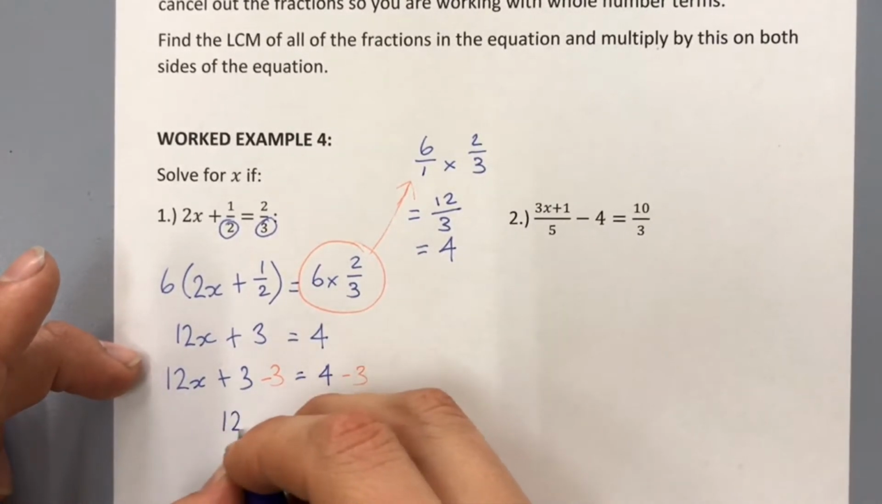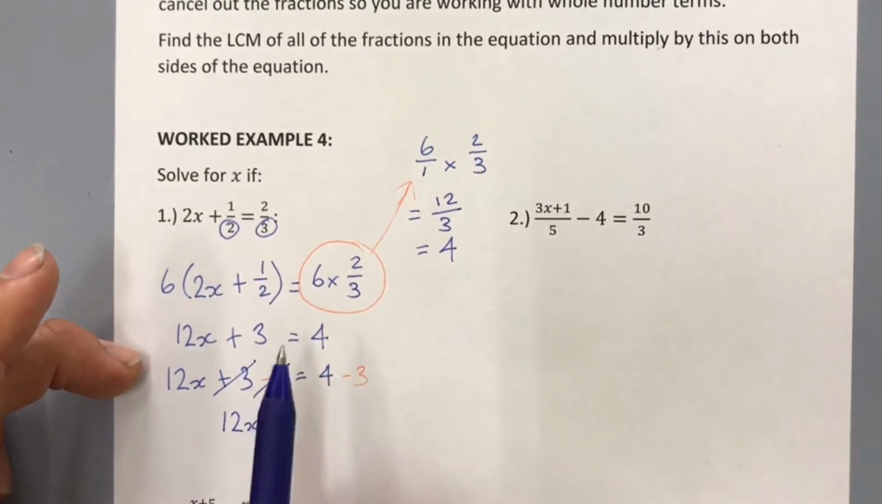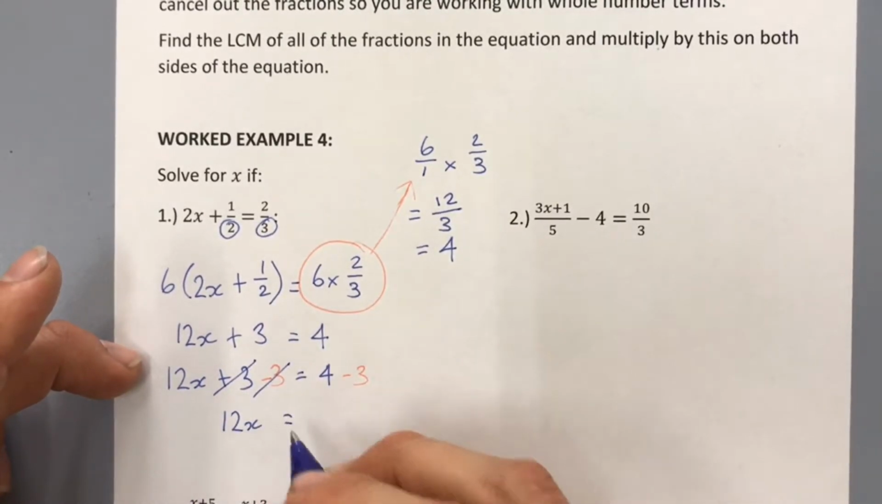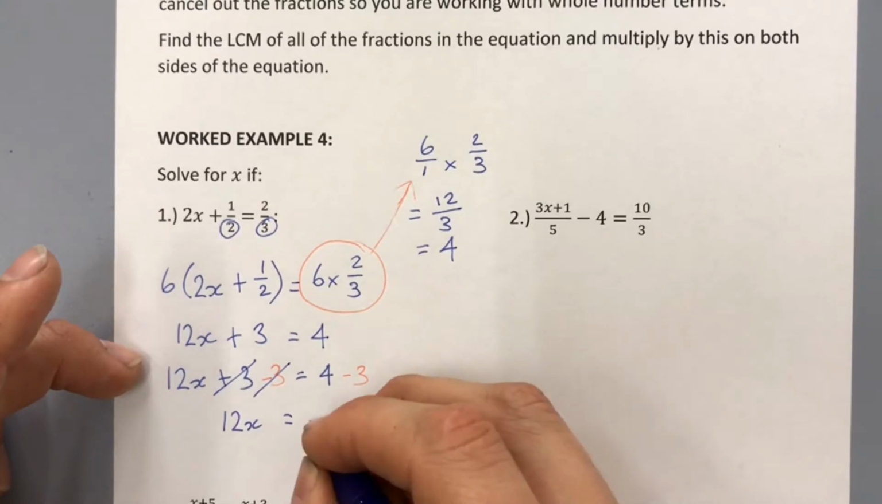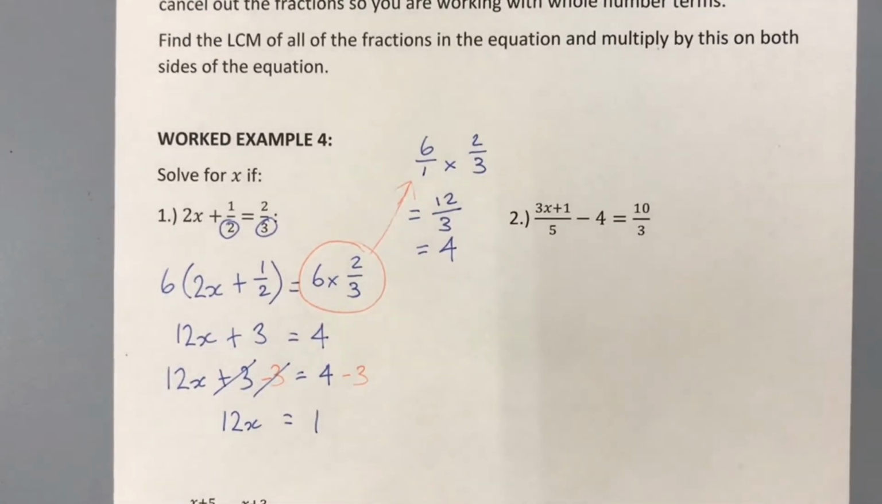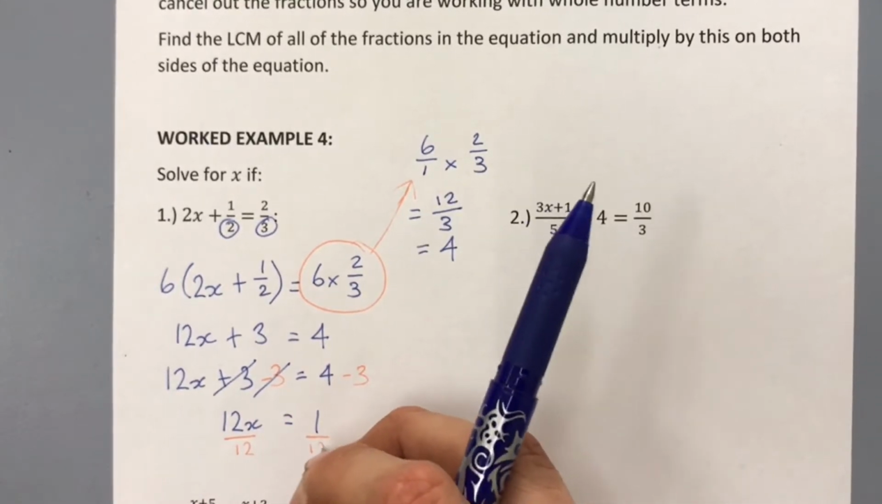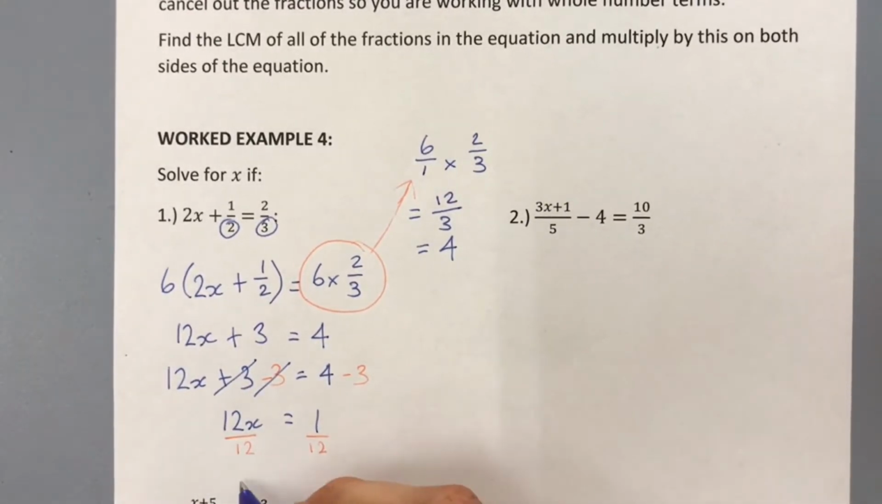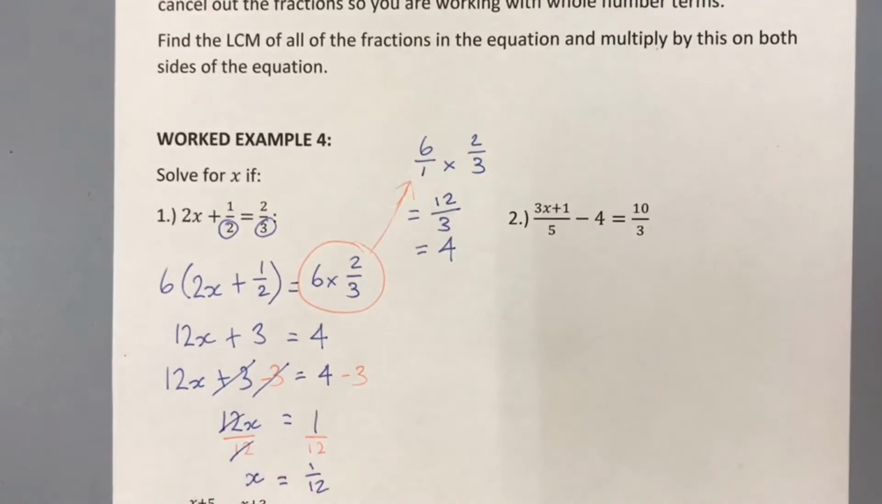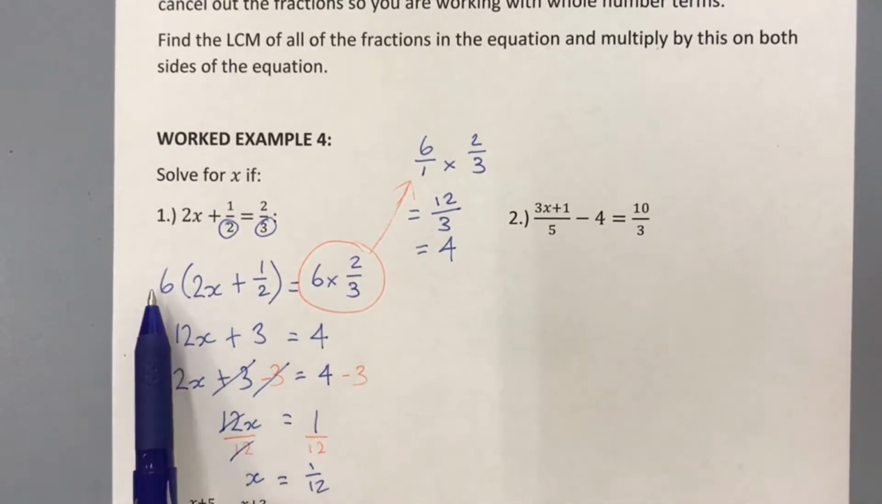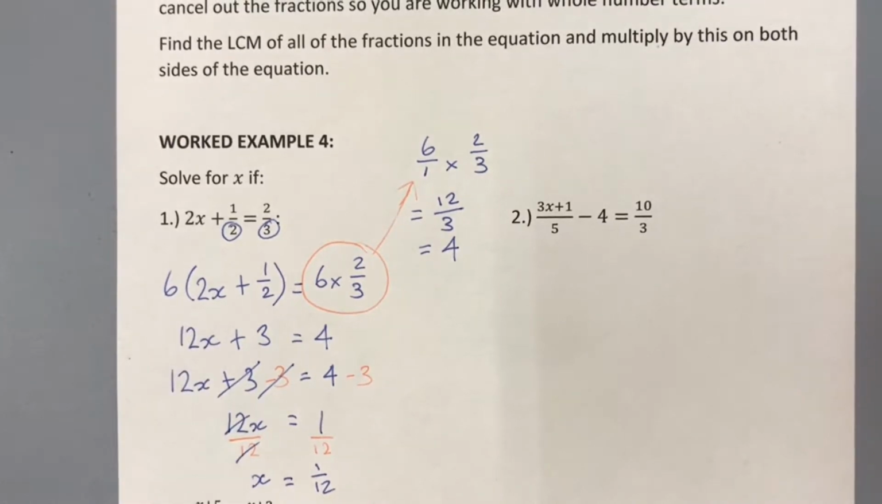And so we're going to get 12x. Those two parts there are going to cancel out, and it's going to be equal to 4 take 3, which gives us 1. If we now look at dividing both of these sides by 12, because we're multiplying our x by 12, we're going to get that x is equal to 1 over 12. Okay. So this is one method that you can look at taking to help solve this particular question.